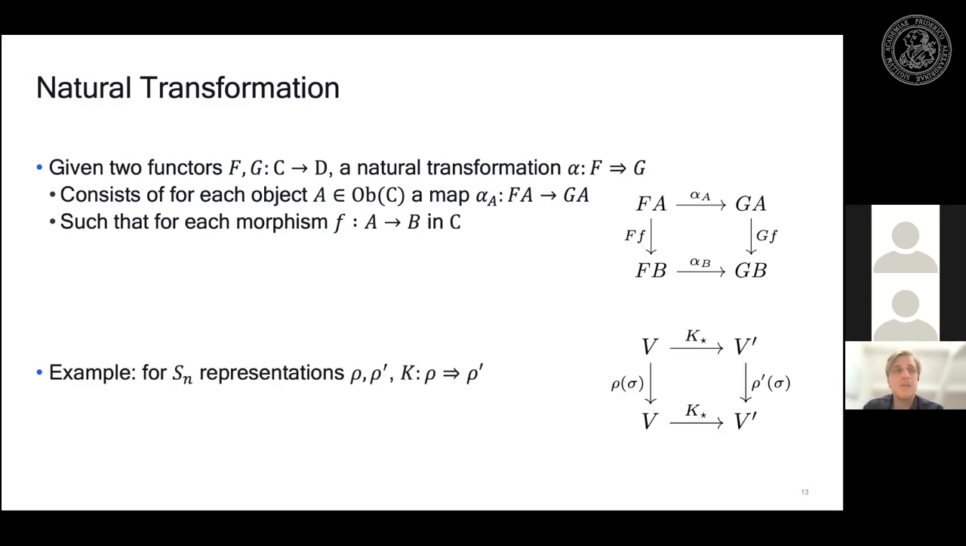And again, we've seen an example of this, namely equivariance is an example of a natural transformation. Because if we have two representations of the group Sn, then a natural transformation between these two functors is a function from the input vector space to the output vector space, such that applying this function and then a permutation yields the same result as first applying the permutation and then the natural transformation. So here we see that also the notion of equivariance can be easily generalized to this notion of a natural transformation.